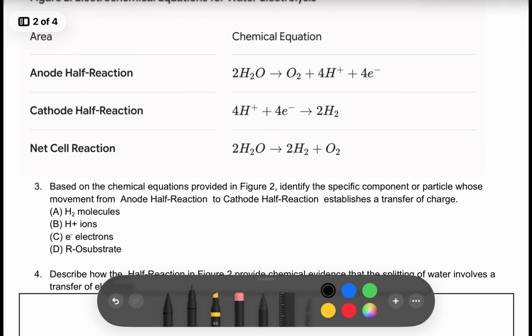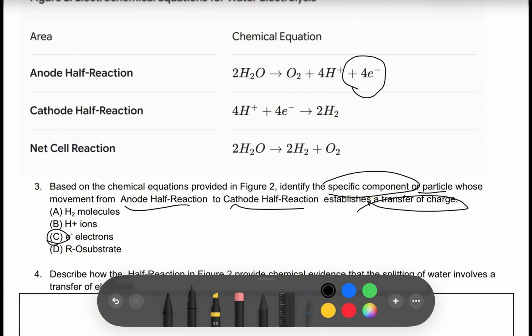Based on the chemical equations provided in figure 2, identify the specific component or particle whose movement from anode half reaction to cathode half reaction establishes a transfer of charge. So in this question, it's talking about transfer of charge. And the way that we get a charge to change is whether we add or take away an electron. So our answer is going to be C, because we also see that in the anode half reaction, we're producing or losing electrons, and then in the cathode half reaction, we're gaining electrons.